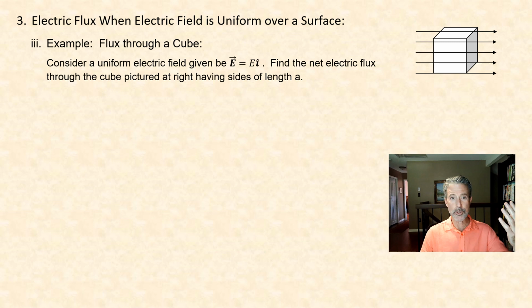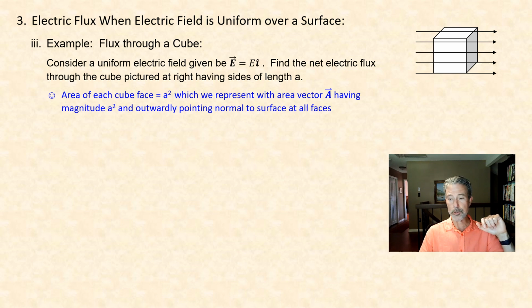We have this cubical surface here. Notice the orientation of the field with respect to the cubical surface. The uniform electric field is directed in the positive x direction and has a magnitude E. We're told that this cubical surface, each side has a length or dimension A. So how do we find the total or net electric flux through that closed surface?